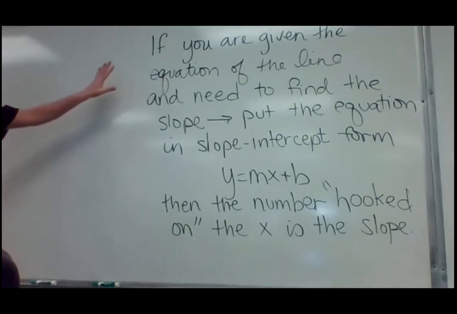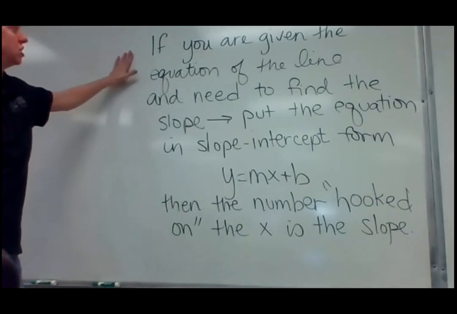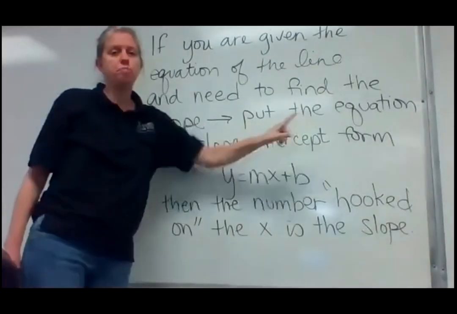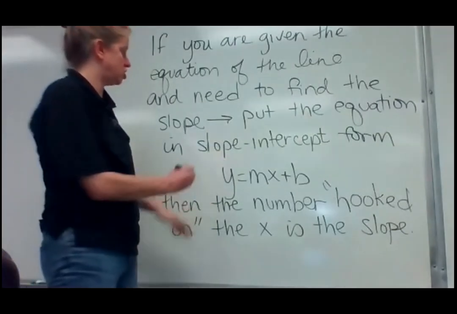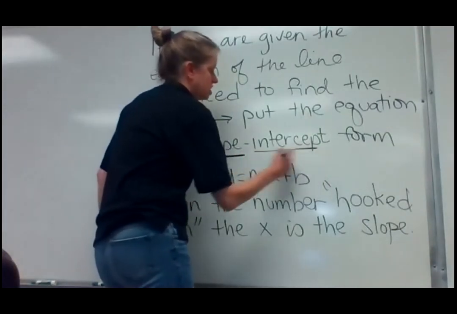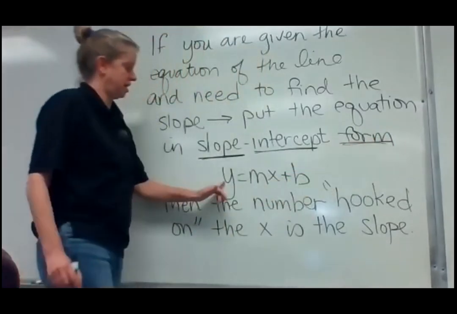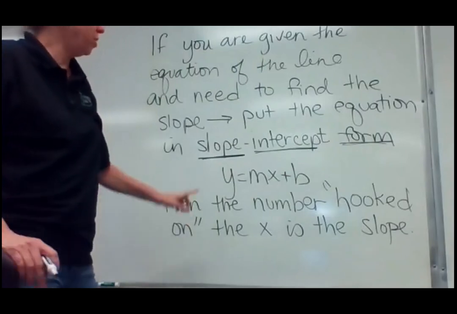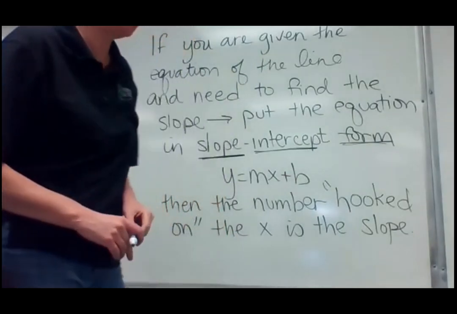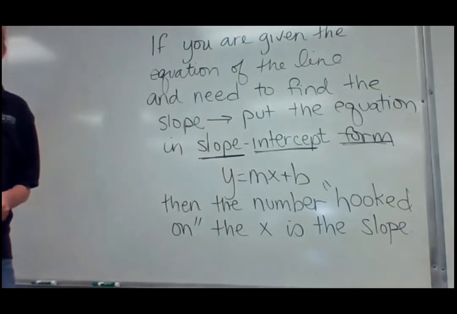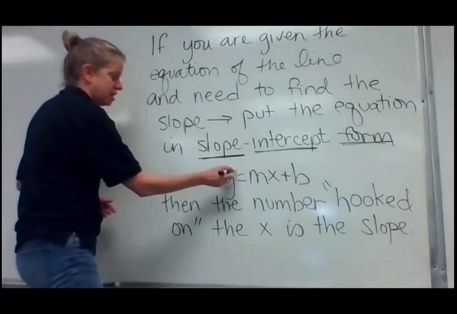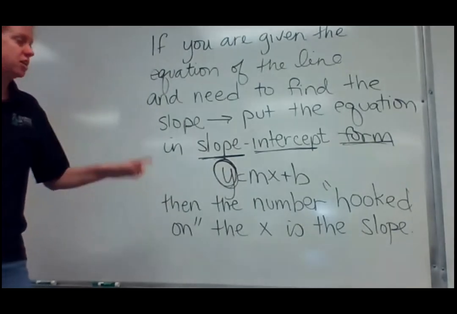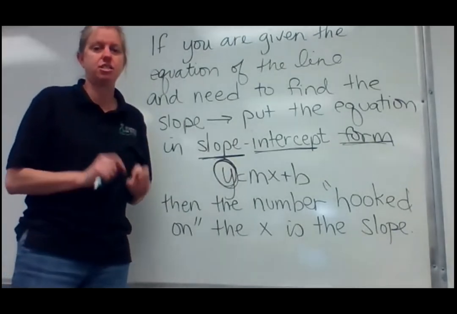So sometimes you're given the equation of the line and asked to find the slope. So if you are given the equation of the line and need to find the slope, you're going to put this equation in what's called slope-intercept form, which is y equals mx plus b. So putting an equation in slope-intercept form means getting the y by itself. You want to get the y all alone. That is what puts your equation in slope-intercept form.